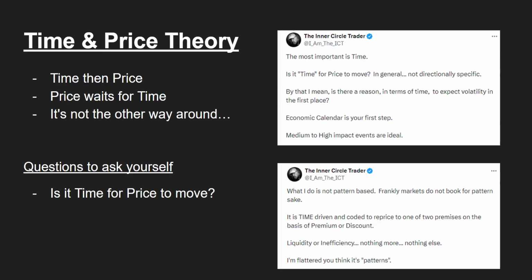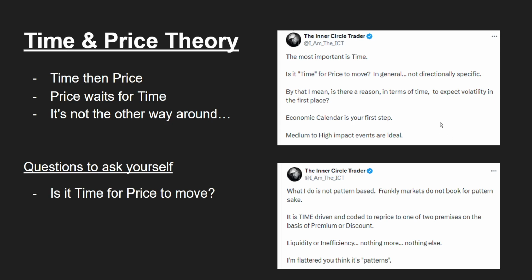Time is over price. So it's time, then price. Price waits for time. It's not the other way around. Meaning price could be at a good area where it could reverse, but if time is not aligned, price will wait for time, and then it can expand. So a question to ask yourself: is it time for price to move?